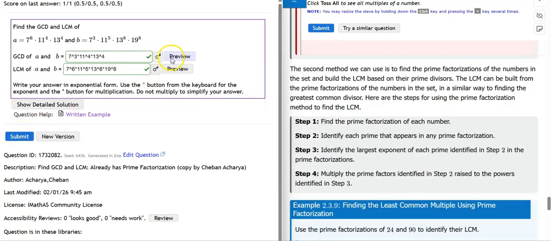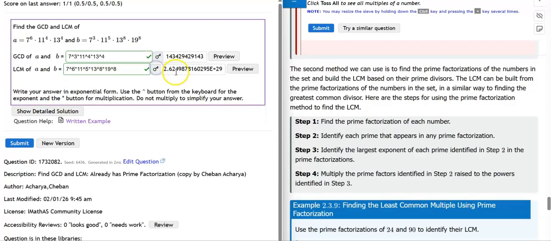All right, so you see the preview, we see this big number here, but don't worry about that.